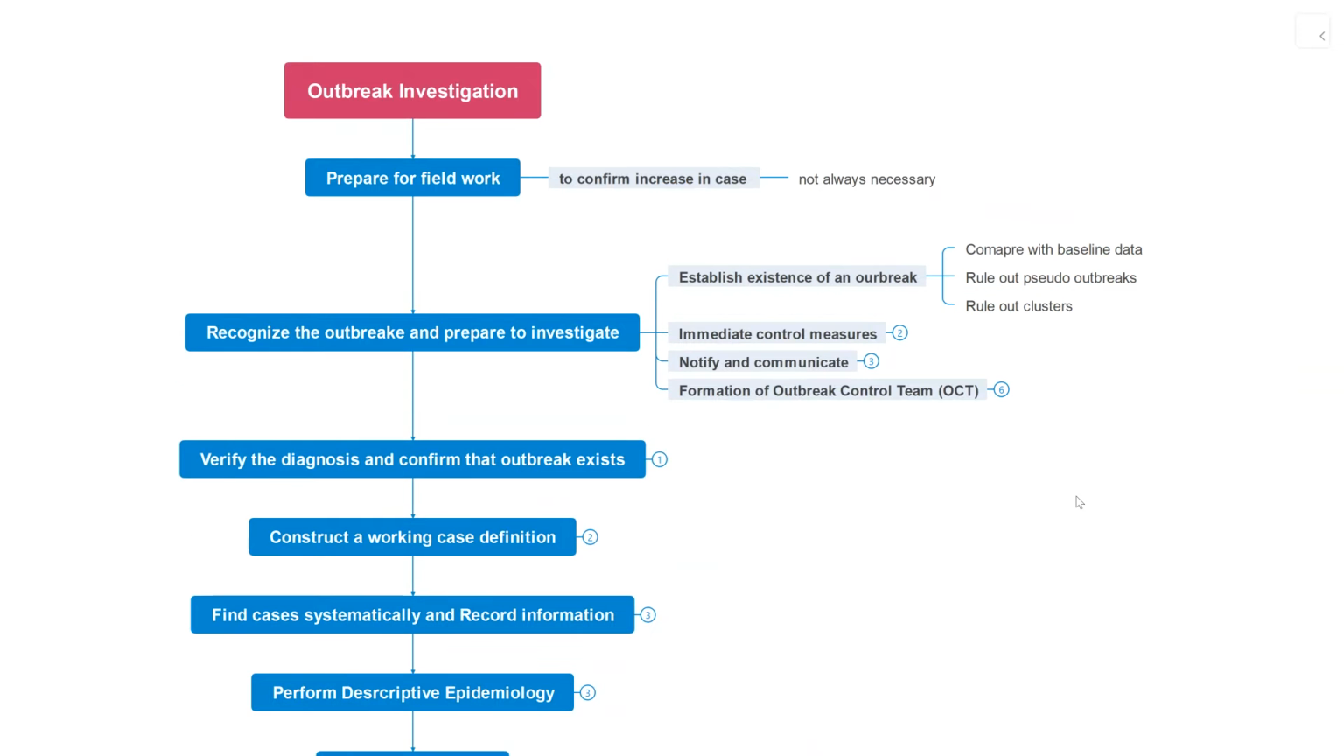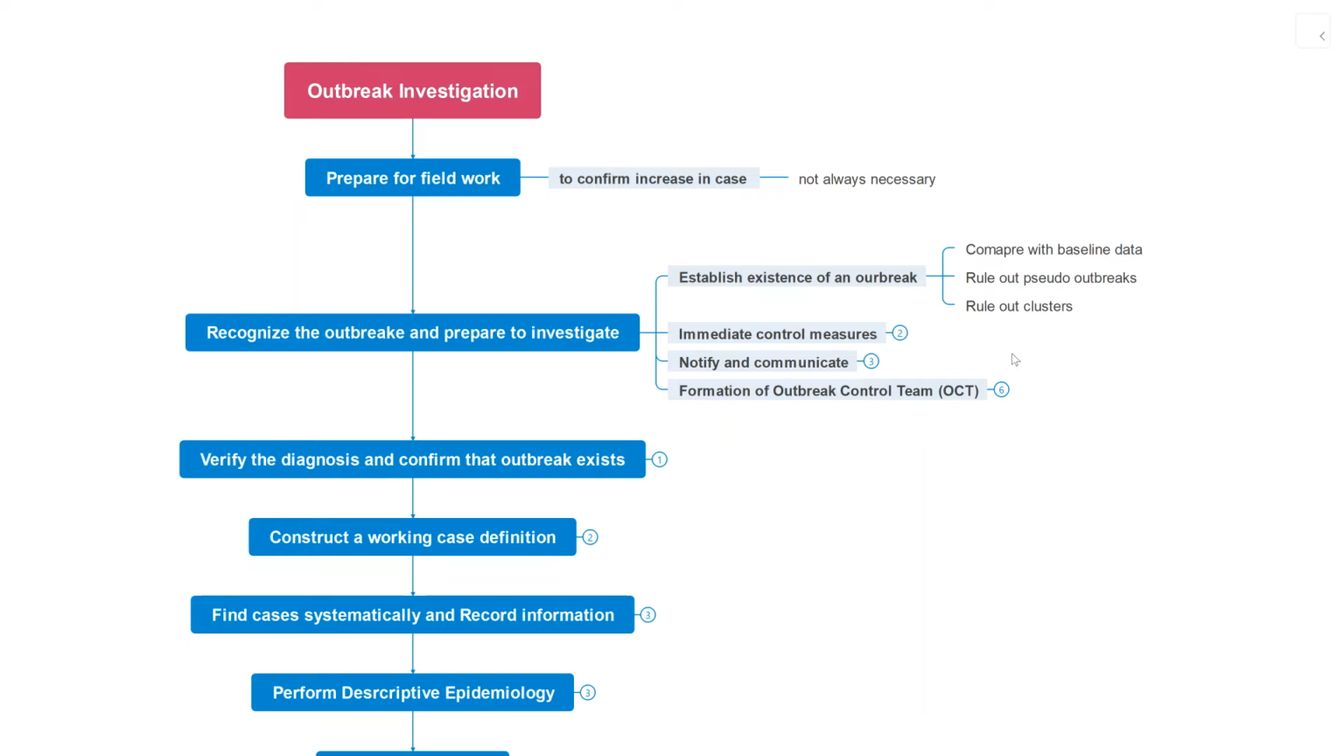Now, how are we going to do this? We will compare it with baseline data. Whatever disease frequency is happening at the time of the suspected outbreak, what is that disease frequency on other days? What is the baseline rate at which it happens? If it is actually above that, then you can suspect that it is an outbreak. That's how you can also rule out pseudo outbreaks, and clusters which are very often confused with outbreaks.